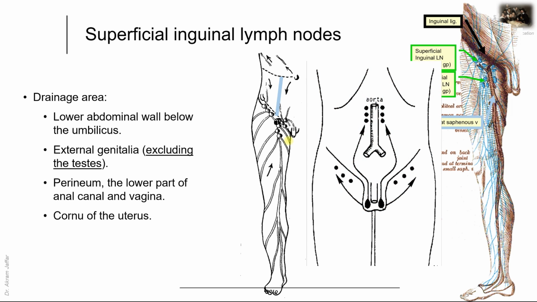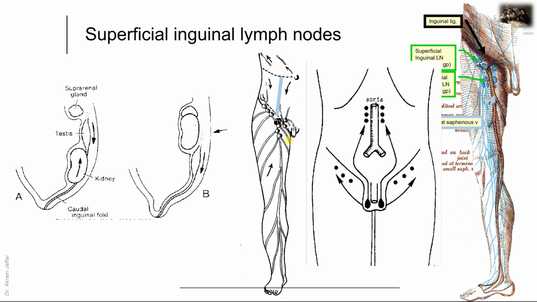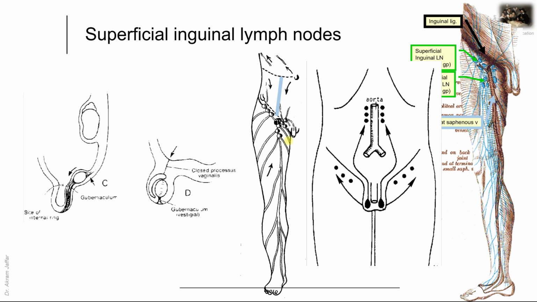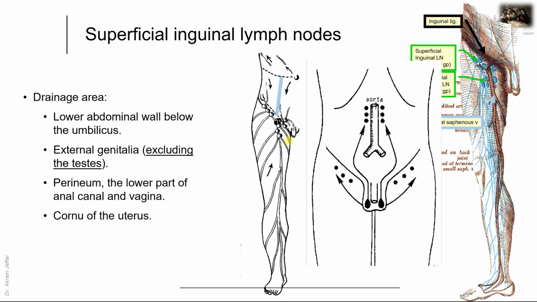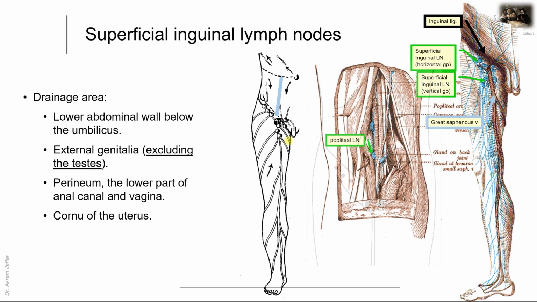The scrotum and the external genitalia drain to the superficial inguinal lymph nodes, but the testis does not, because the testis actually develops in the abdomen, then it descends down to the groin, and as it is descending, it will drag its blood supply and the lymphatic vessels with it. The same thing is true for the other gonad, which is the ovary, but the ovary does not descend to the groin, it descends down to the pelvis, yet the lymphatics of the ovary drain to the abdomen.